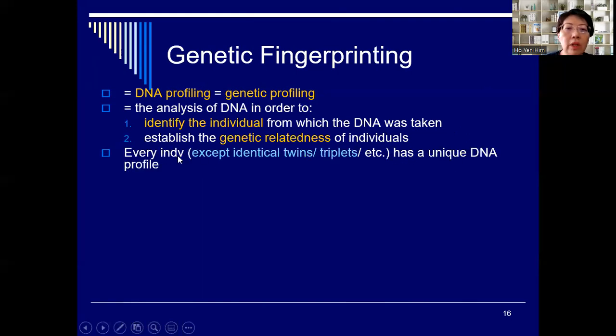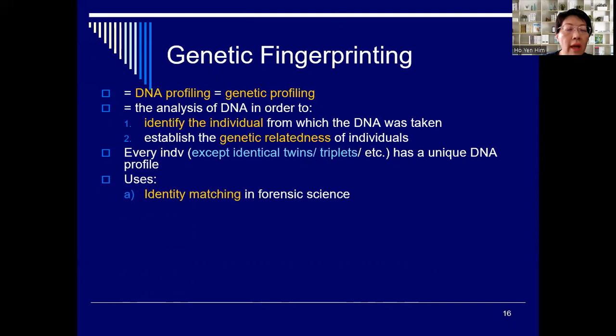Every individual, except identical twins, will have a unique DNA profile, because they are all genetically variable. Therefore, genetic fingerprinting has been used for identity matching in forensic science to find out who was at the crime scene, who committed the crime. So there is a high probability of identifying the person who committed the crime.